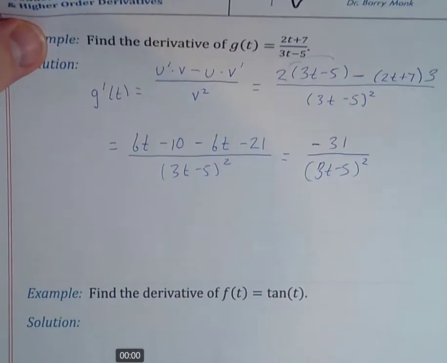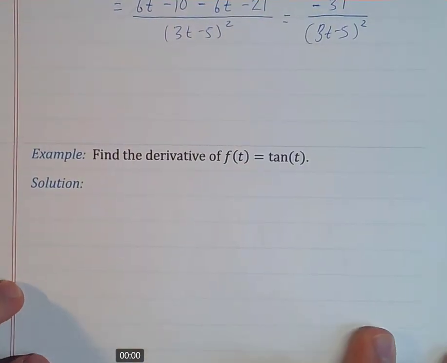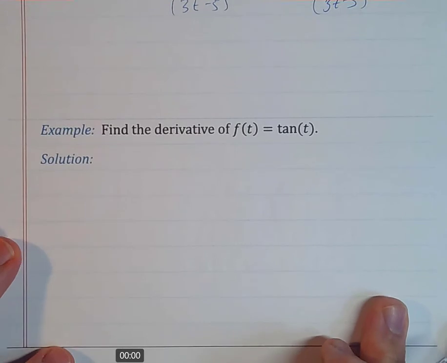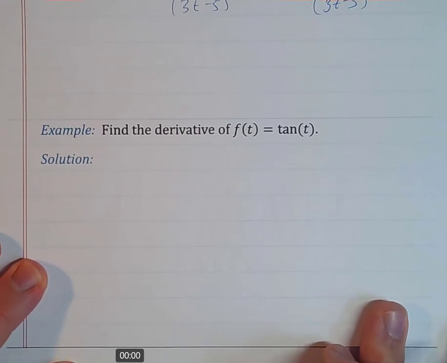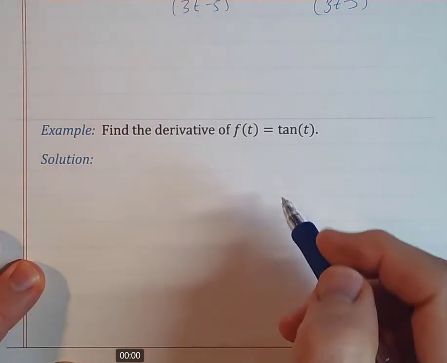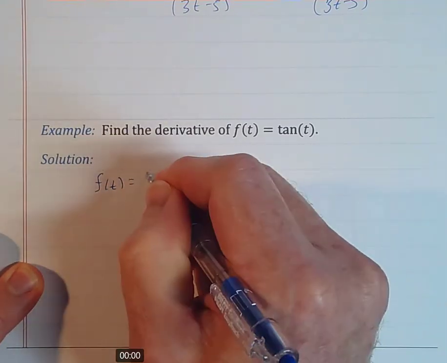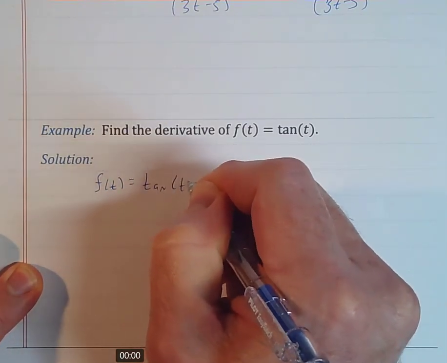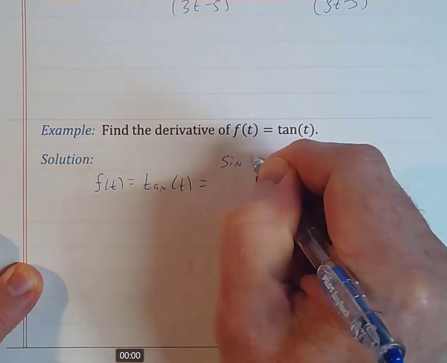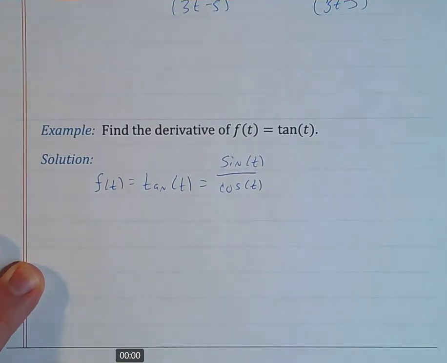Okay, let's look at another example. Here I want to find the derivative of f of t equals tangent of t. All right, now I don't have any rules, at least, nothing that I've mentioned about finding the derivative of tangent. But one thing I do know, from the trig class, is that tangent of t is the same thing as sine of t divided by cosine of t. That's a pretty basic trig identity.